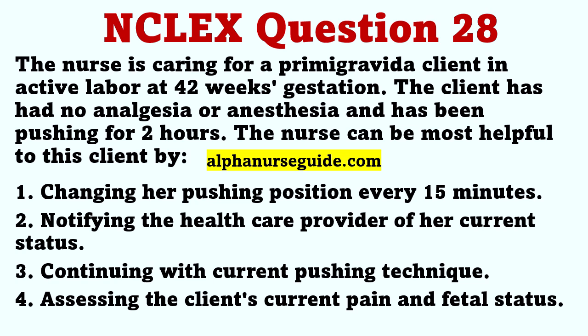The correct answer is 2. The normal length of time for pushing is 2 hours. Anything over that time becomes an abnormal situation, and the healthcare provider needs to be notified. Changing the client's position is an appropriate nursing action within the 2-hour time period based on client need and fetal descent. Continuing current pushing supports techniques that have not been successful within the 2-hour time frame. Assessing client pain and fetal status are standards of care for laboring clients, but will not expedite childbirth for a client who has been pushing this long.